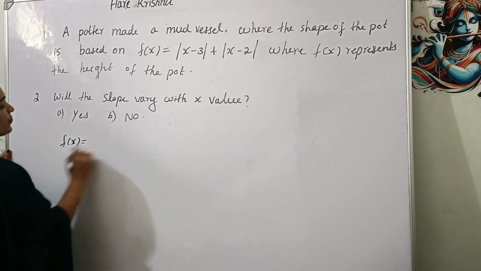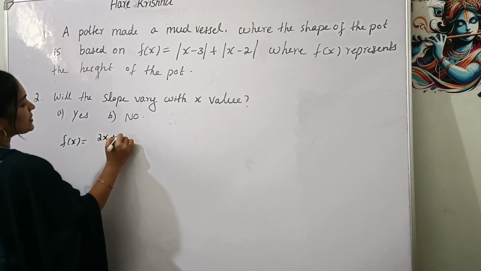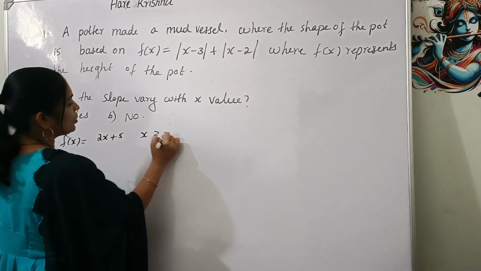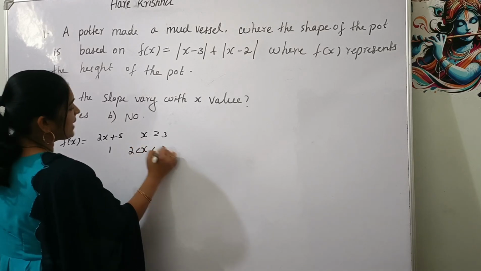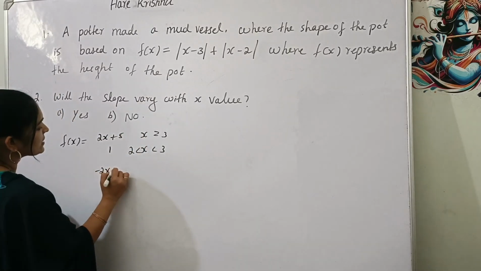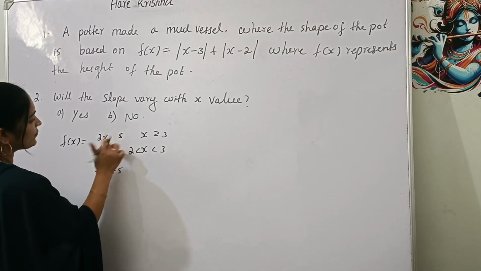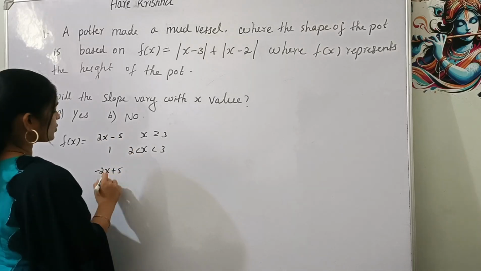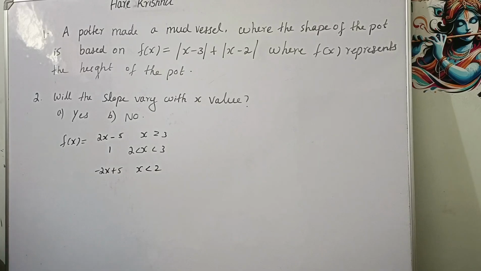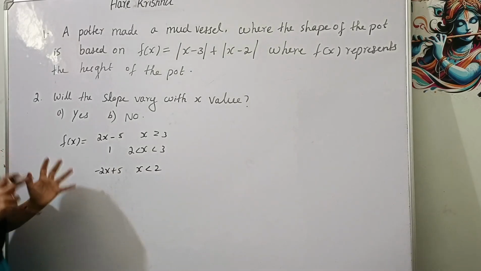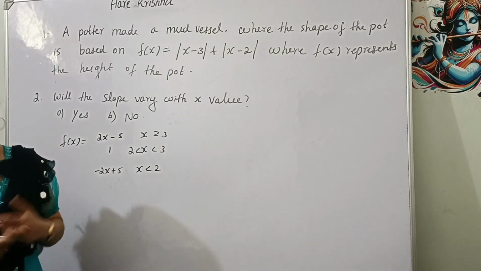So what is the redefined function of the given function? f of x is equal to 2x minus 5 when x is greater than or equal to 3. 1 when 2 less than x less than 3. Minus 2x plus 5 when x less than 2. Okay, it is the redefined function of the given function. Now let's find the derivative, that is the slope.